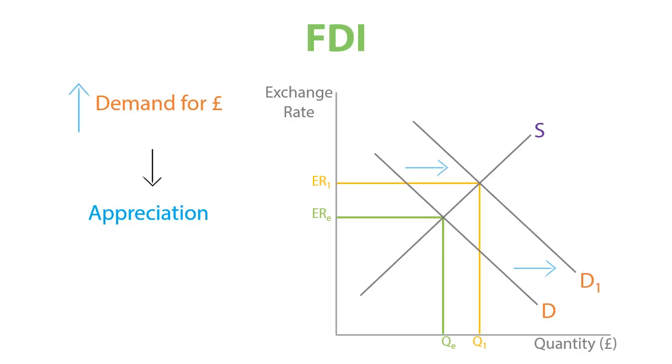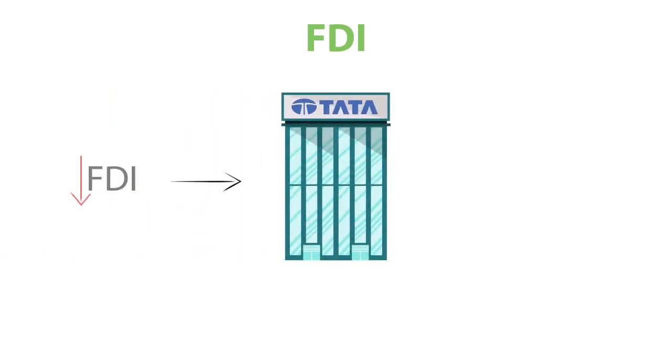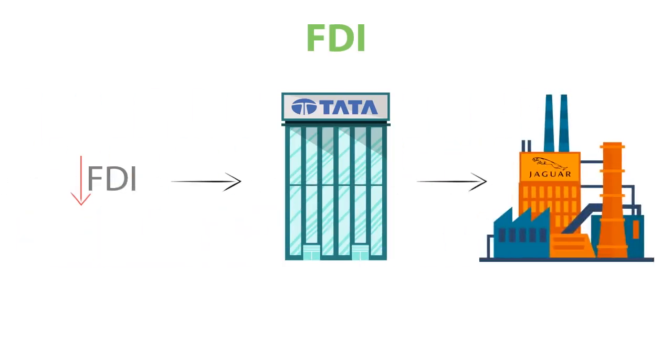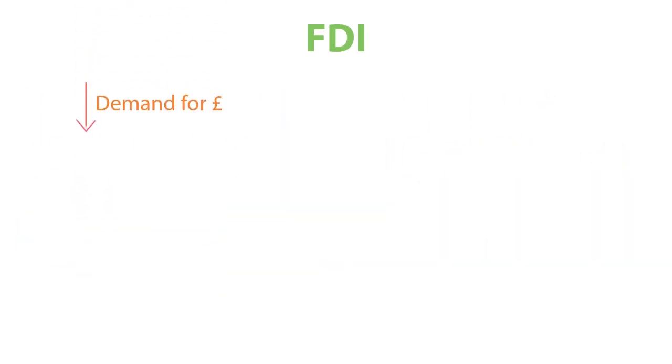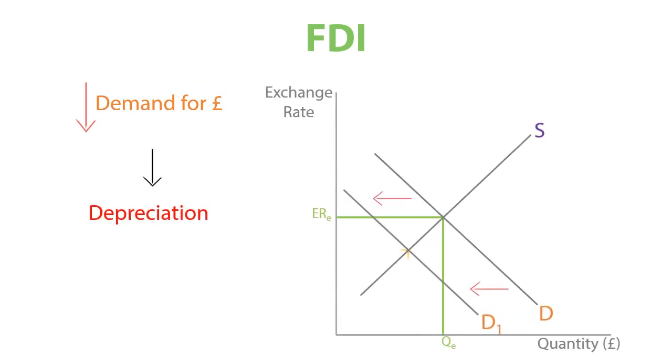On the flip side, what would happen to the UK's exchange rate if FDI decreases? If FDI decreases, then there will be less foreign businesses like Tata demanding UK pounds to pay UK businesses like Jaguar with. And a decrease in demand for the pound will lead to a depreciation of the exchange rate.